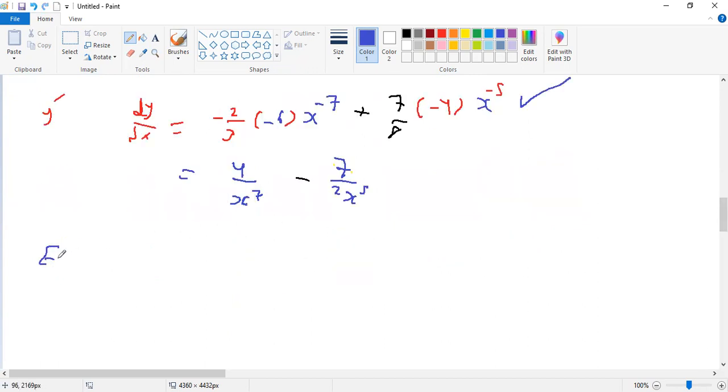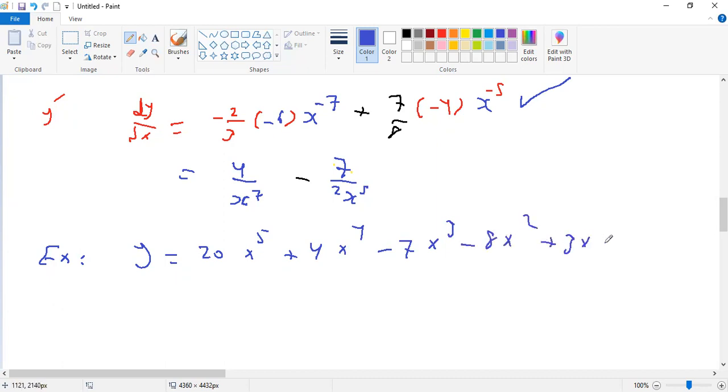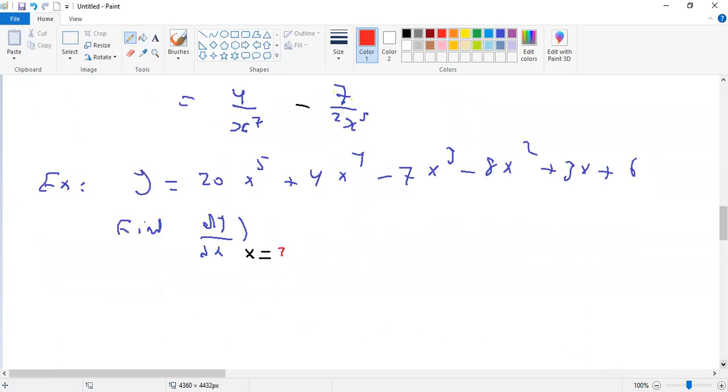See, another example I got right here. Let us see it now. The last example is y equals 20x to the power 5 plus 4x to the power 4 minus 7x cubed minus 8x squared plus 3x plus 6. The question is to find dy/dx at x equals 2. How to find the derivative at 2? Now, the derivative of this one, see the solution here.